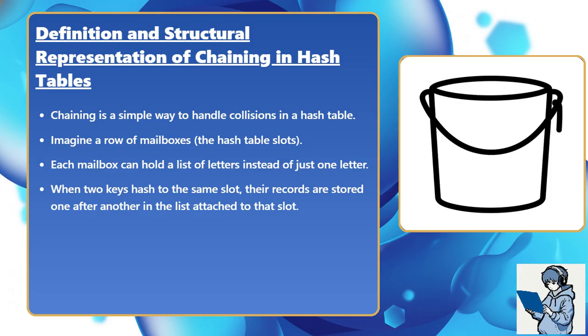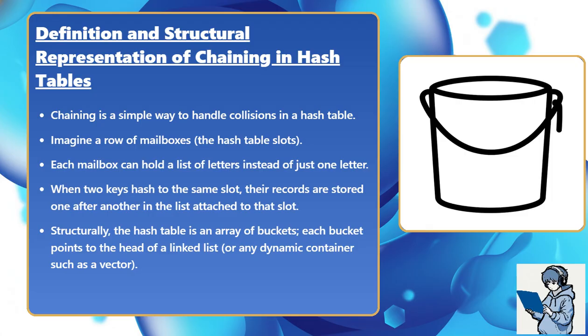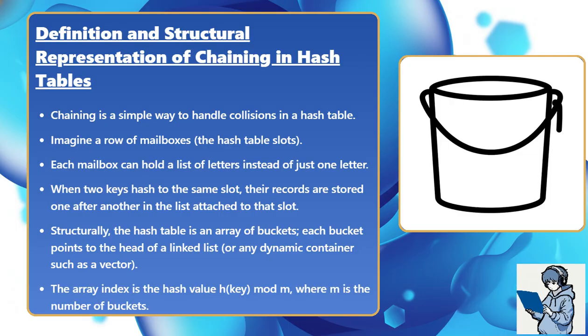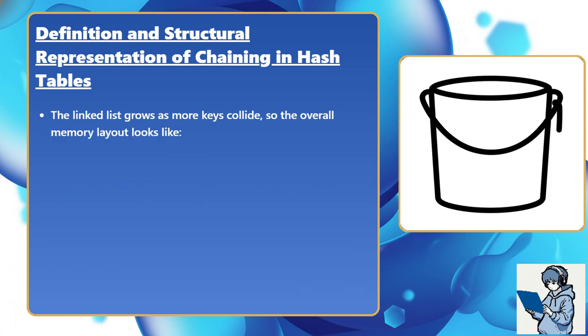Structurally, the hash table is an array of buckets. Each bucket points to the head of a linked list or any dynamic container such as a vector. The array index is the hash value h of key modulo m, where m is the number of buckets. The linked list grows as more keys collide, so the overall memory layout looks like this.